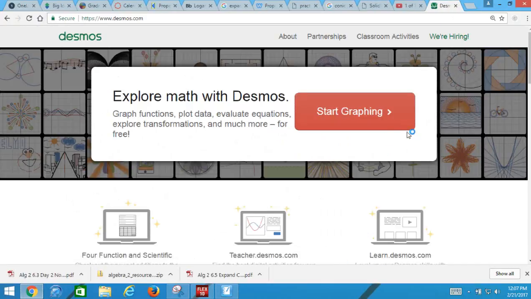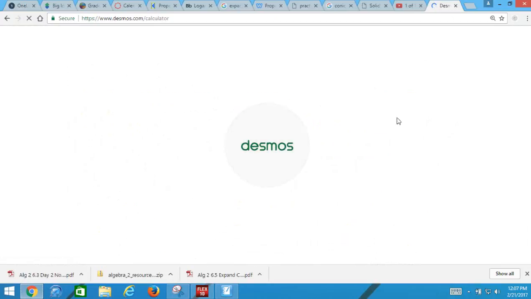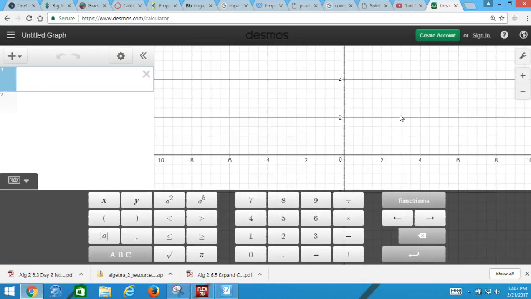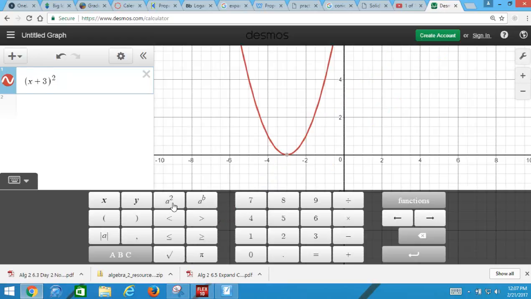Now, you can graph circles on your graphing calculator, but it is a pain because you have to solve it for y to do it on your graphing calculator. So I like to go to Desmos if you want to see what this looks like. It was x plus 3, right? Yeah. Was it minus 7? Yeah. Thank you.